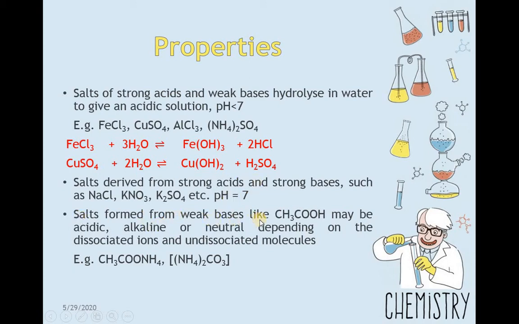Salts formed from weak acids and weak bases may be acidic, alkaline or neutral depending on the dissociated ions and undissociated molecules, like ammonium acetate. Ammonium hydroxide is the weak base. Acetic acid is also the weak acid. Ammonium hydroxide is the weak base. Carbonic acid is also the weak acid. So from this you have to check the dissociated ions and undissociated molecules. On this basis it will be giving the acidic, alkaline or neutral solution.